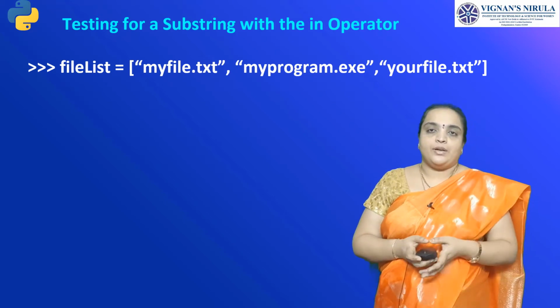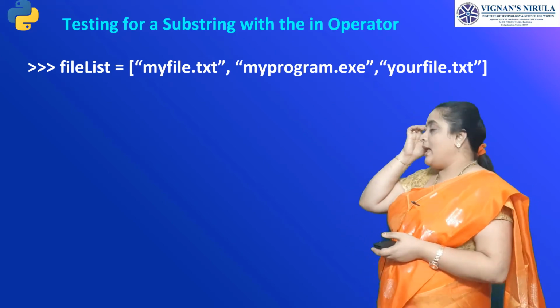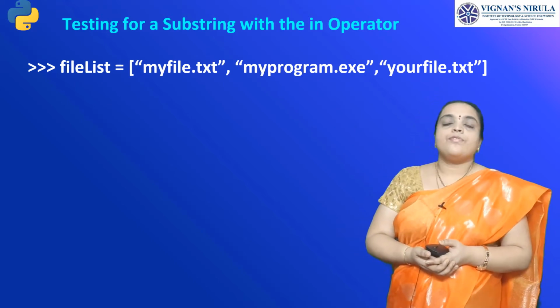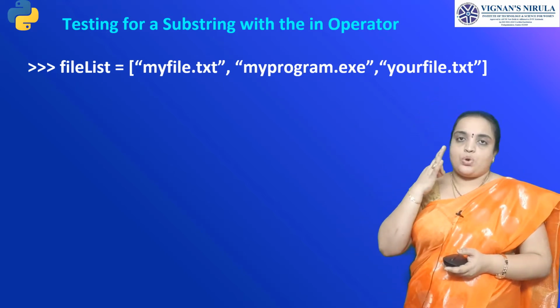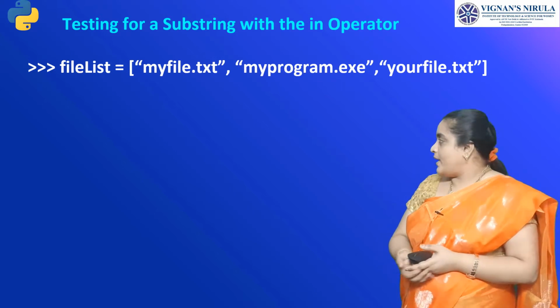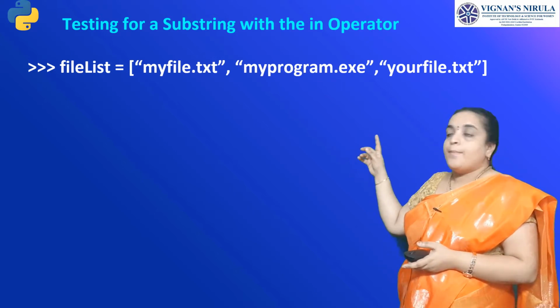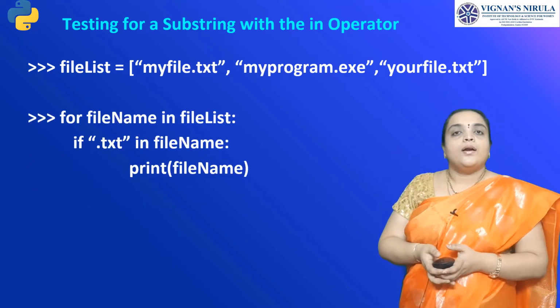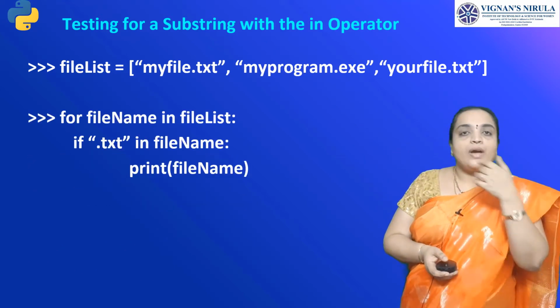Then move on to testing for a substring with the in operator. How do you do that? Here we have taken a list of strings. The file list contains 3 strings. The first one is myfile.txt, myprogram.exe, yourfile.txt. How do you extract this?